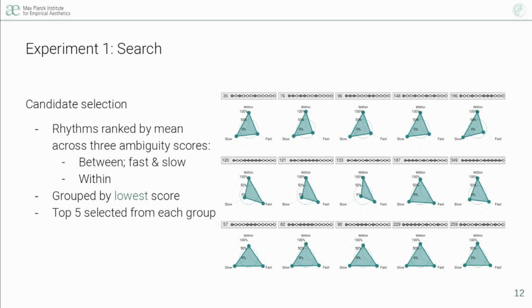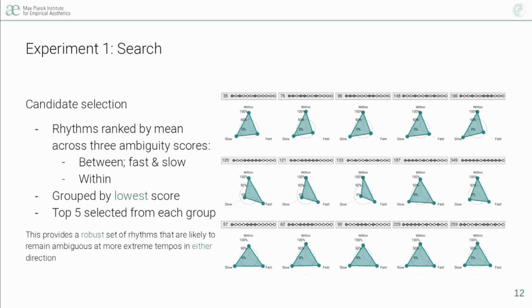And we do this just so that we can spread the unambiguous condition around, so that the stimulus that we choose should be robust when we start adding more conditions. So if all of our rhythms are actually quite unambiguous at slow tempo, if we add an even slower tempo, that won't really do anything, probably. So we have 15 candidate rhythms grouped by lowest score. We select the top 5 from these 3 groupings.